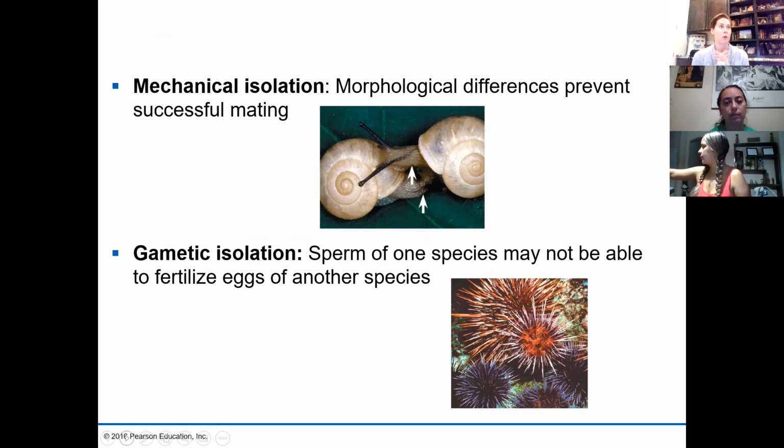Kind of like you hear about how pigs have a corkscrew, and so the female has to be able to accept that corkscrew. So a pig can't mate with a dog or something because it can't accept that. Gametic isolation, gametes being the sperm and egg, the sperm of one species just can't fertilize the egg of another species. So maybe a dog and a cat could mate with one another, but the dog's sperm cannot fertilize the cat's eggs.